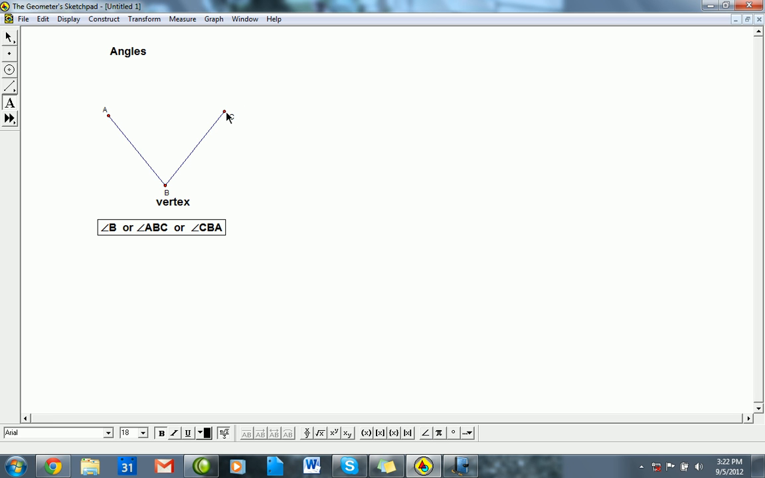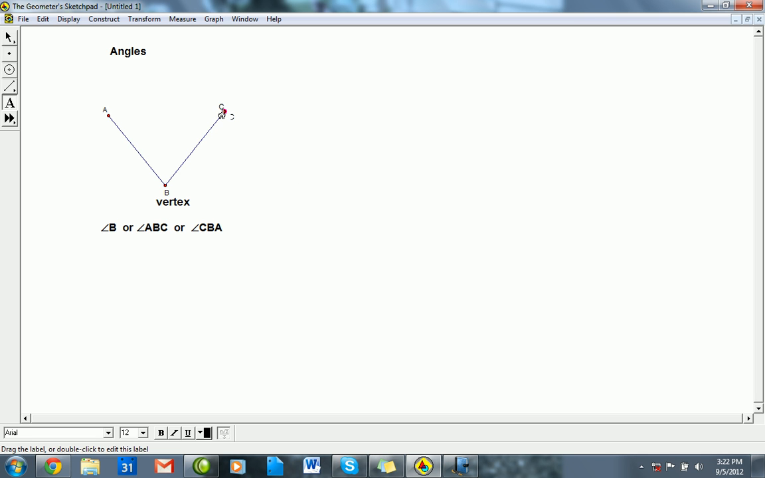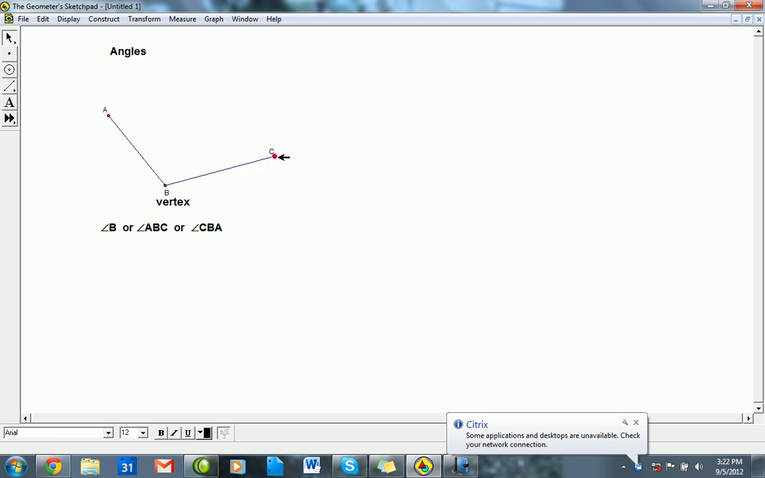Okay, C. Oops. I'm going to call that C right here. To B, the vertex, to A. Okay, so anyway, what we want to really think about is what the angle really is, and it's the space in between those two rays or segments with a common endpoint.